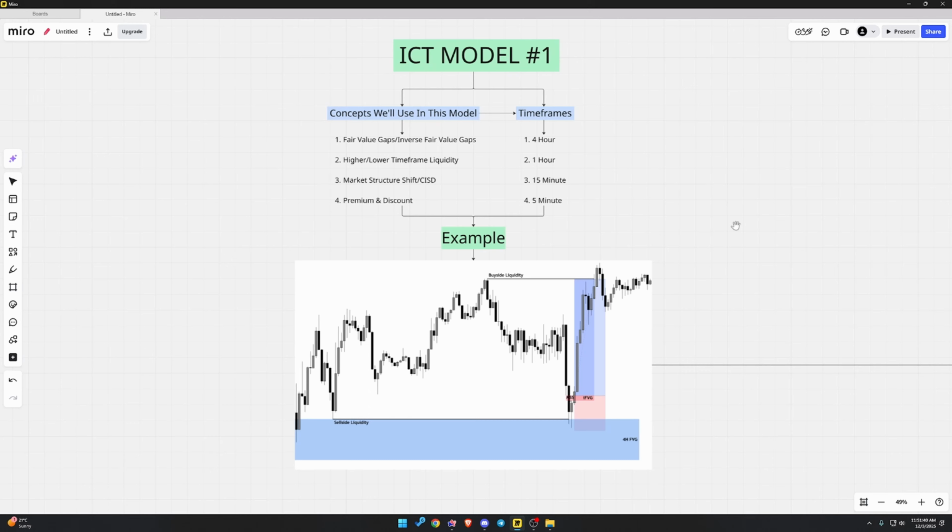Today I am going to give you an ICT model that is very easy to trade. I will explain the model in a way that even a beginner can easily understand. Let's get straight into it.